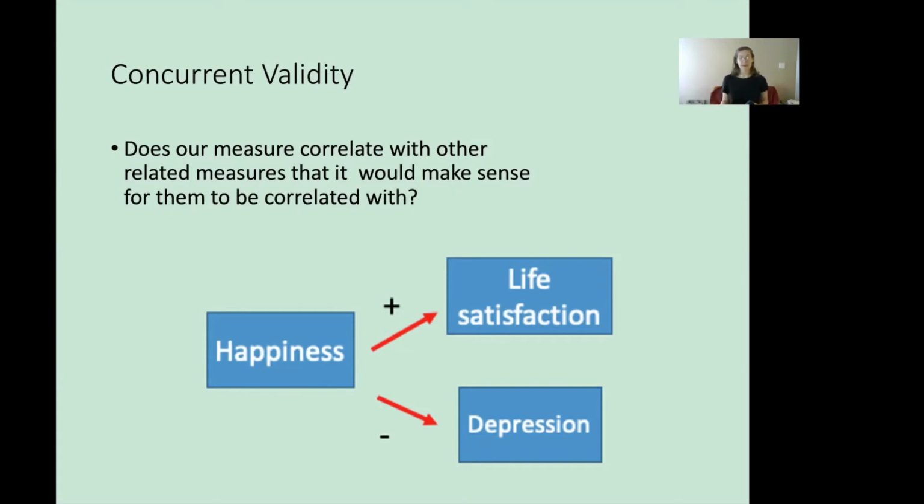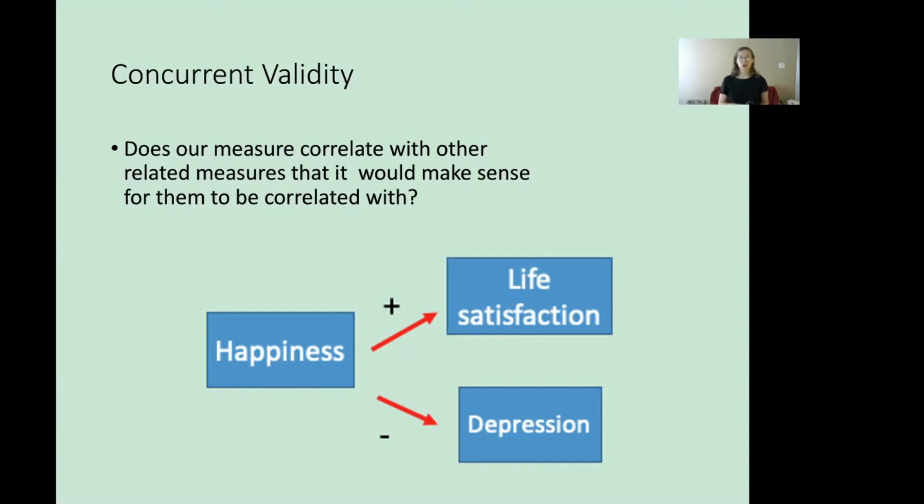If, on the other hand, people who took our happiness questionnaire and rated high happiness on it were also endorsing high levels of depression on another questionnaire, that would raise some red flags. That would show us we probably don't have good concurrent validity, because we would not expect depressed people to be very happy. So that means our happiness measure is probably not very good.